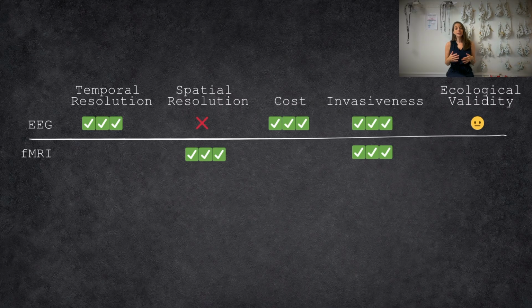Cons: it's slow. It lags 2 to 6 seconds behind the actual neural activity. It's expensive, and you have to lie perfectly still in a giant noisy tube. Not ideal for kids, claustrophobic folks, or certain patient populations.